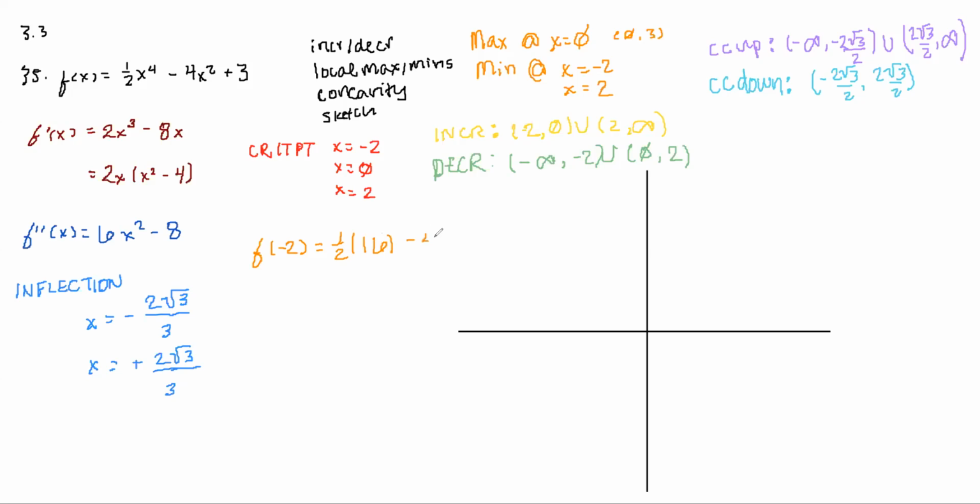Positive 16, and this is going to be 4 minus 4 plus 3. So this is going to be 16 over 2 is 8 minus 16 plus 3, minus 8 plus 3, minus 5. So this is the point (-2, -5). And here it's going to be something very similar because x to the 4th is again 16 and x squared is again 4. So we're looking at the point (2, -5).